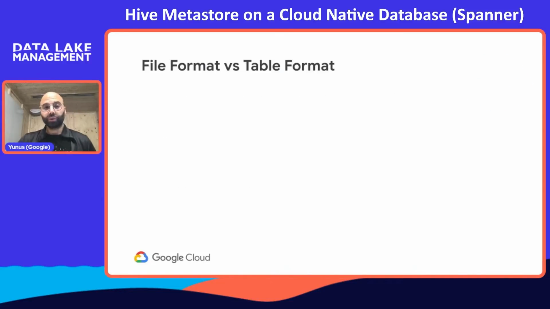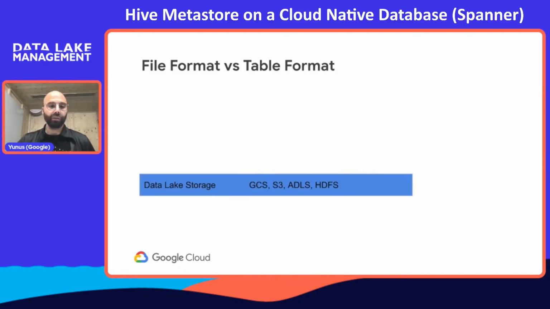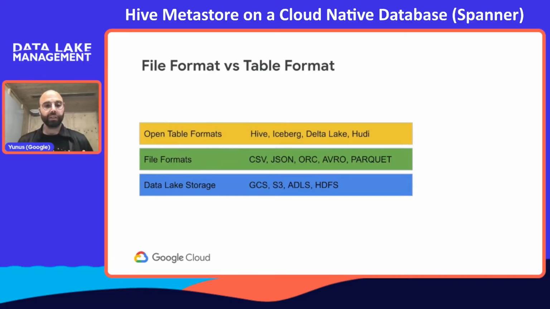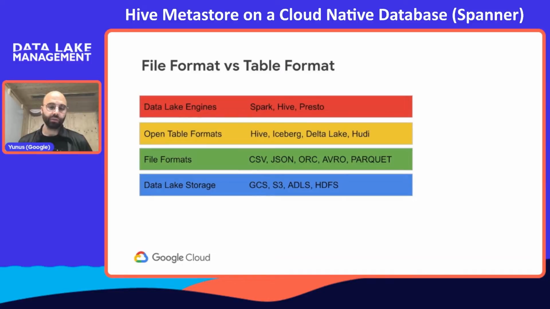So first of all, let's start with file format versus table format. What does it mean? Think about it. At the bottom, we have data lake storage: Google Cloud Storage, S3, HDFS. On top of that, we put our data in different formats, CSV, Avro, Parquet, based on what we want. But on top of that, we still need a table format where we organize these files in such a way that these data lake engines, Spark, Hive, can access the data fast.